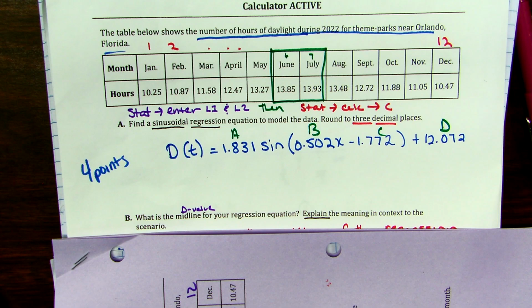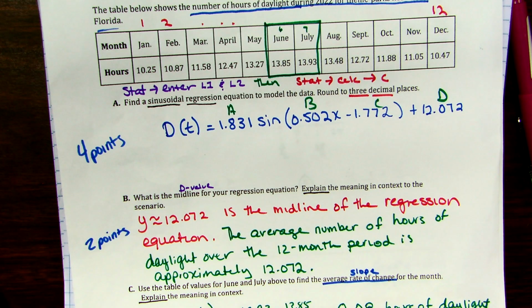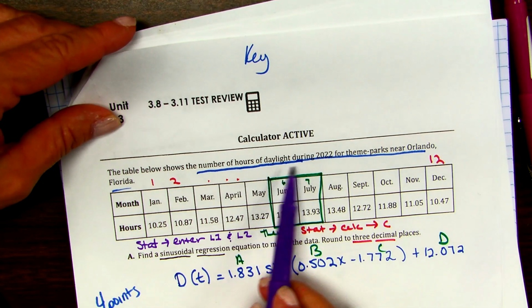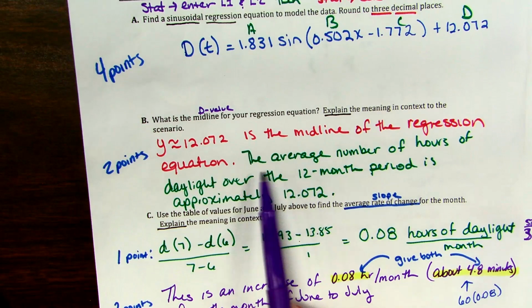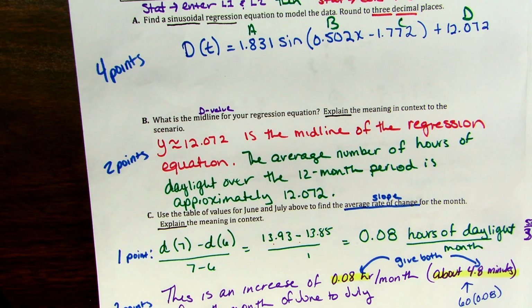So think about it. It's the middle of your data. And we don't say middle, like if that's the middle of the number of hours of daylight. It's the average. That's the word we would use. So the midline of the regression, the average number of hours of daylight. And what is this whole thing about? I sometimes have to go back and read the question. It's the number of hours of daylight during 2022. So the midline is the average number of hours of daylight over the 12-month period is 12.072. Midline, middle, average, halfway. Okay.